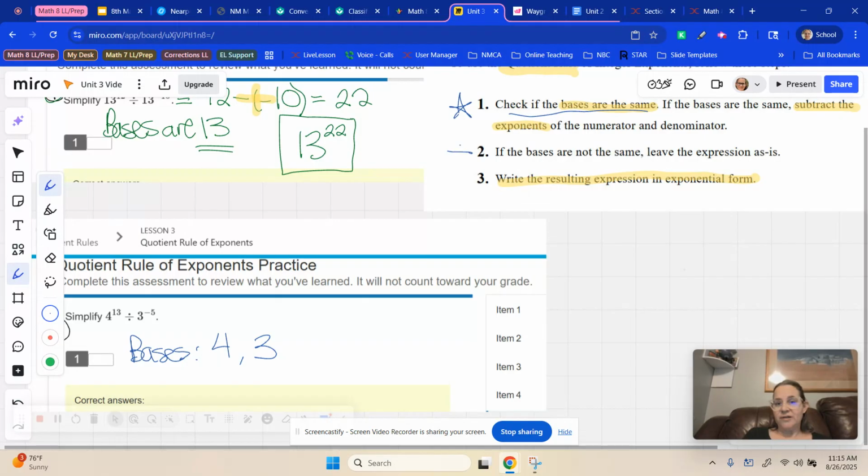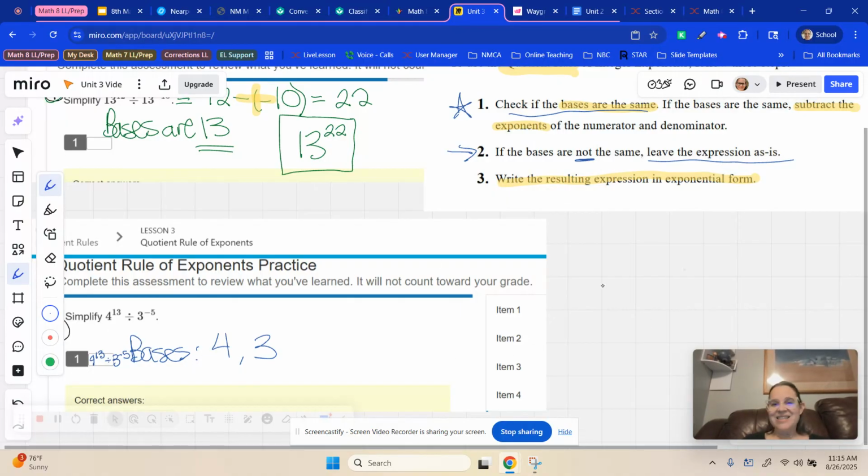So here we are at step 2. If the bases are not the same, leave the expression as is. So in this box here, you are actually going to type 4 to the 13th power divided by 3 to the negative 5th power. And that's it. That's all you can do. You can't do anything here because you don't have the same base.